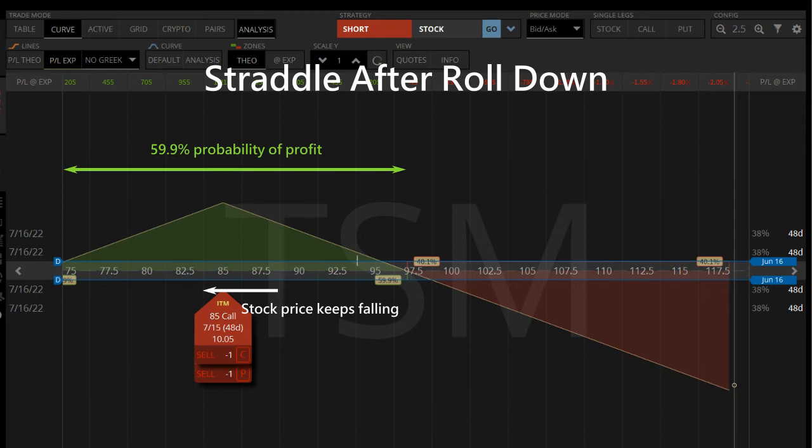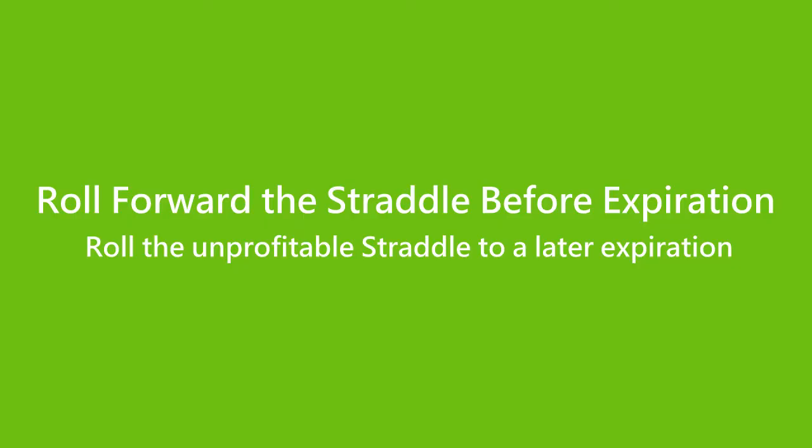times. Then the profitable range will be defined by the premium received. We can close the trade for profit if the stock price remains within the range before expiration. If the straddle is unprofitable less than 14 days to expiration, we can roll the straddle to a later date.